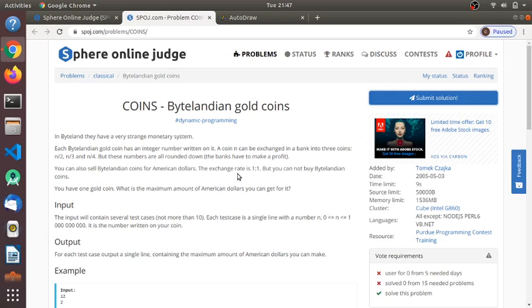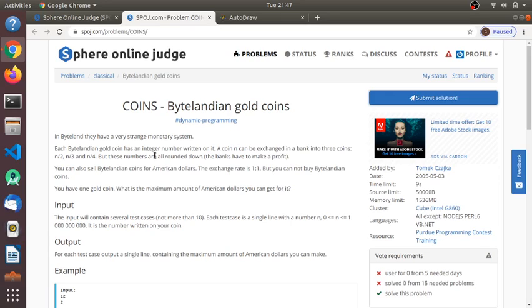Today we are going to discuss this problem called Byteland gold coins. It's a Spoj problem. It's one of the classical dynamic programming problems. This problem will help us to implement whatever we have learned till now, whatever basics we know about dynamic programming. If somehow we can implement that logic here, we will be saying that we are on the right path in learning dynamic programming.